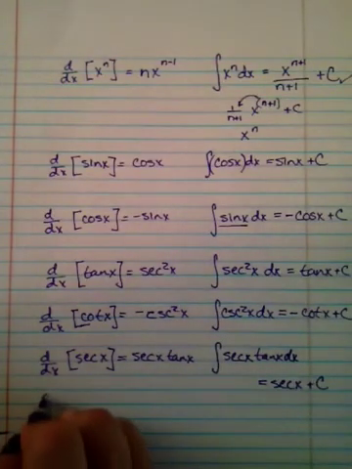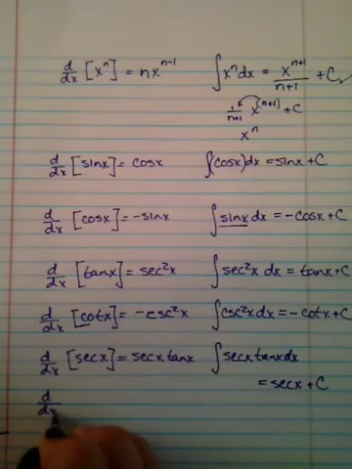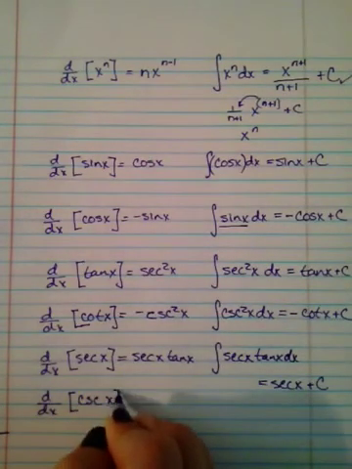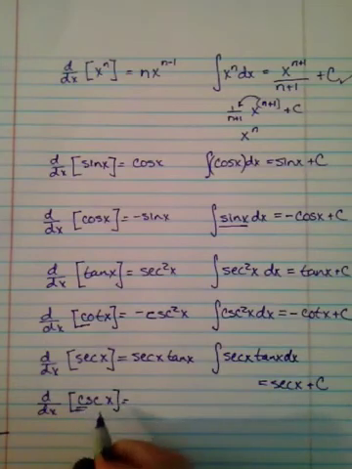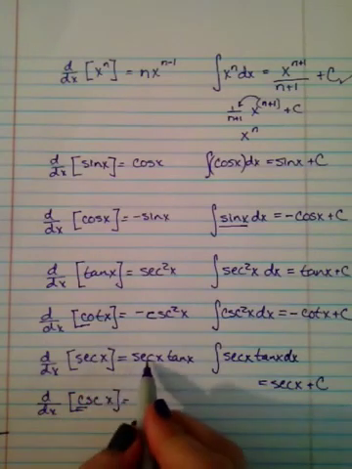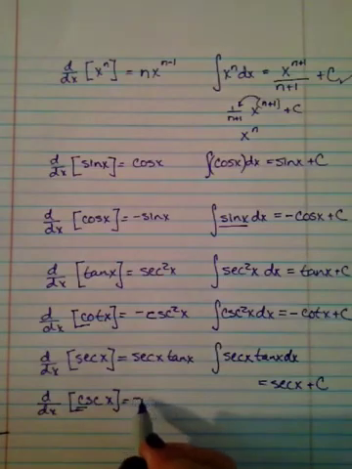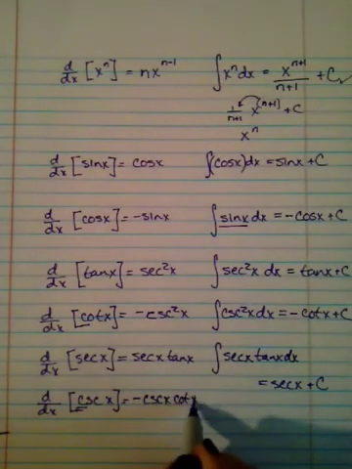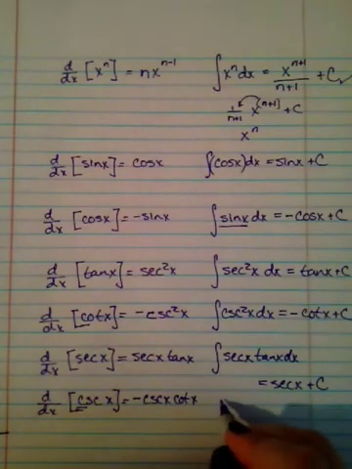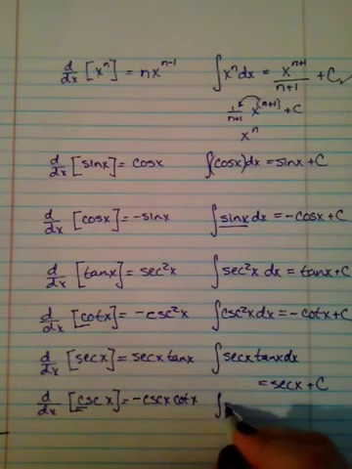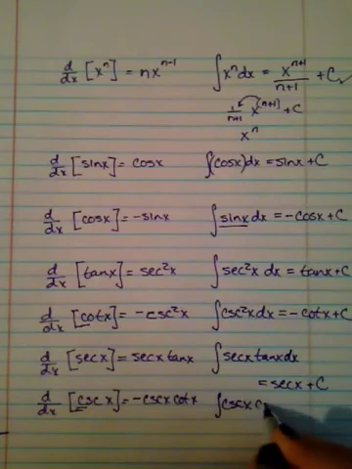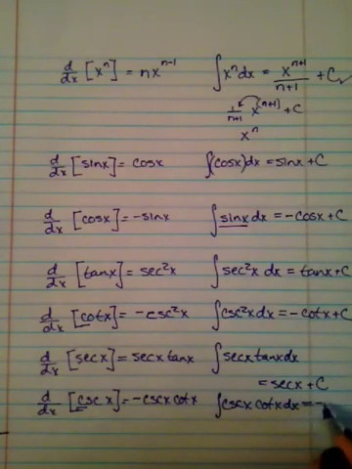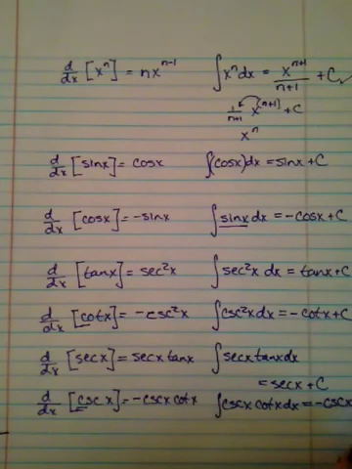The last one, the derivative with respect to x of cosecant x. It starts with a c and it's related to secant, so this is like secant x tangent x. This will be negative cosecant x cotangent x. And then I would expect you to know the integral of cosecant x cotangent x with respect to x is negative cosecant x plus c.